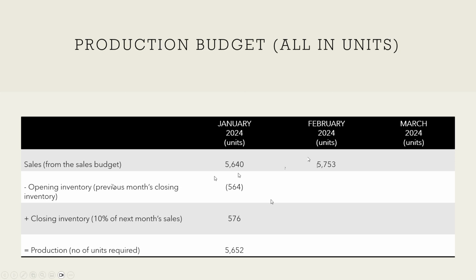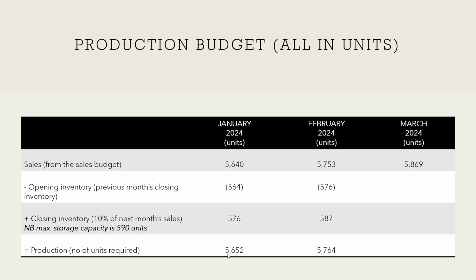Previous slide told us that the opening inventory was going to be 564 units. Closing inventory is 10% of next month's, rounded up to the next whole unit. So 575.3 is rounded up to 576 units, and we're adding that because we need to make those units during January to make sure they're there as opening inventory on the 1st of February. So sales minus opening inventory plus closing gives you the number of units you need to produce.